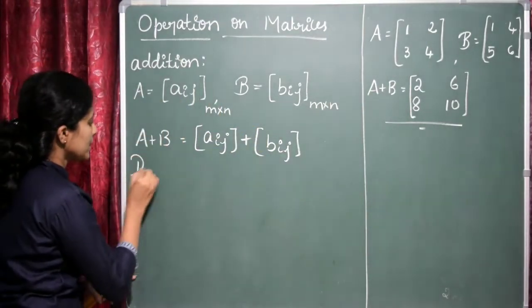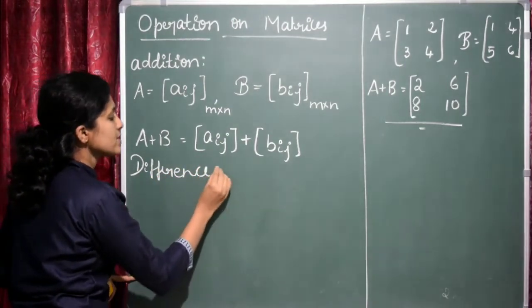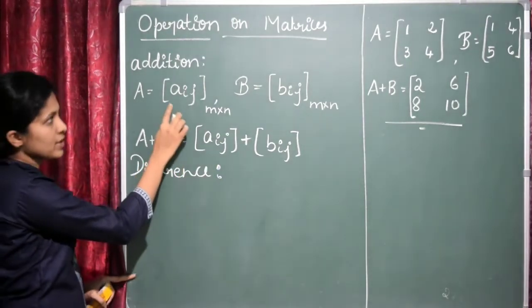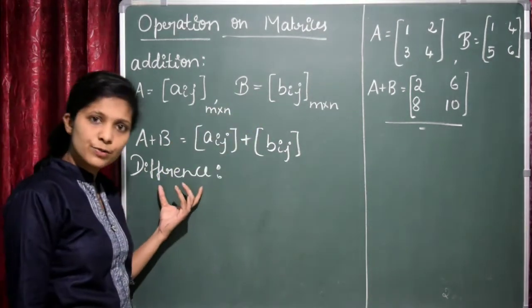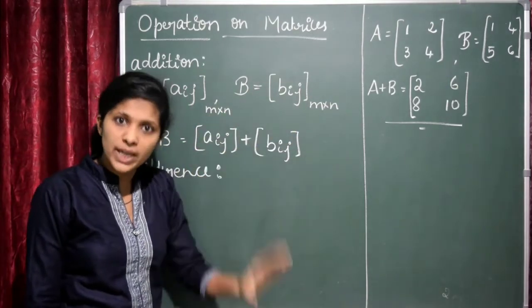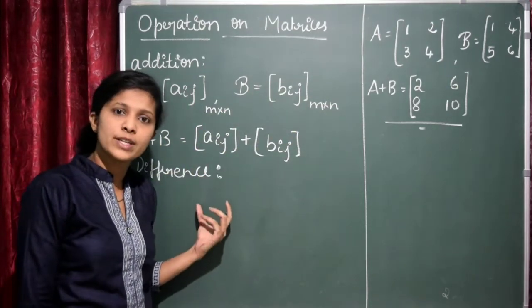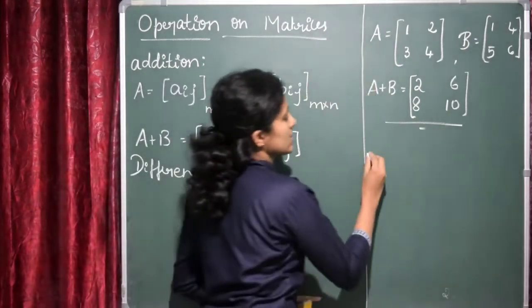Then we will see the difference of two matrices. This is also similar to this one. We will consider the same matrices, A is equal to Aij and B is equal to Bij. The difference of matrices is also possible only when the order of the matrices is the same. Then how to find the difference? You just have to subtract the corresponding elements. Here we will consider the same example.